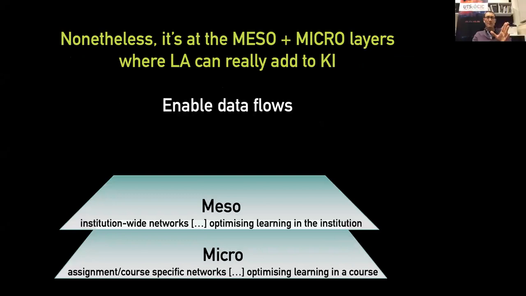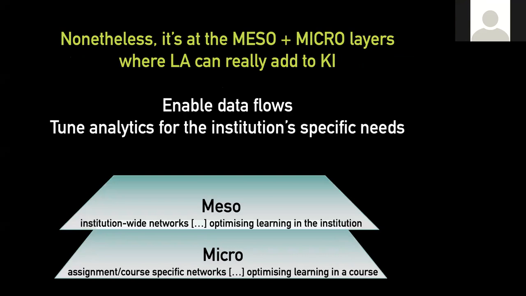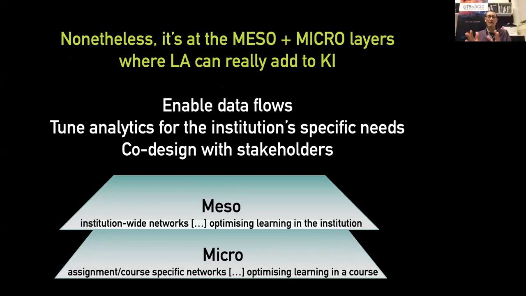Three examples, just to make it tangible for you, okay? We should be able to enable much more effective data flows. We should be able to tune our analytics to the institution's particular needs. And we should be able to co-design very effectively with our stakeholders. Okay, so let me just unpack a little bit more about that. Data flows, metadata friction, those were problems that Paul Edwards was talking about when we're talking about climate data.